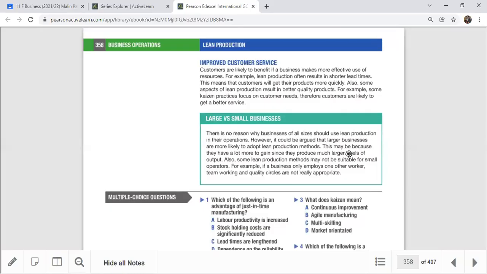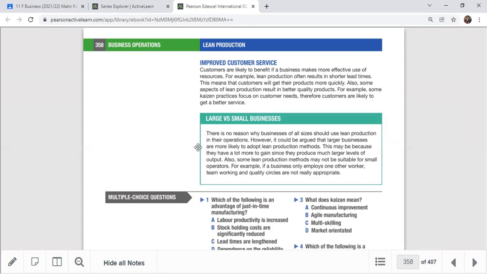Normally, we can apply it for small business as well as large business. There is no reason why businesses of all sizes should not use lean production in their operation. However, it could be argued that larger businesses are more likely to adopt lean production methods. That is a good hint: all these topics you can normally be asked in the large business paper rather than the small business paper, because lean production we apply mostly in large businesses.